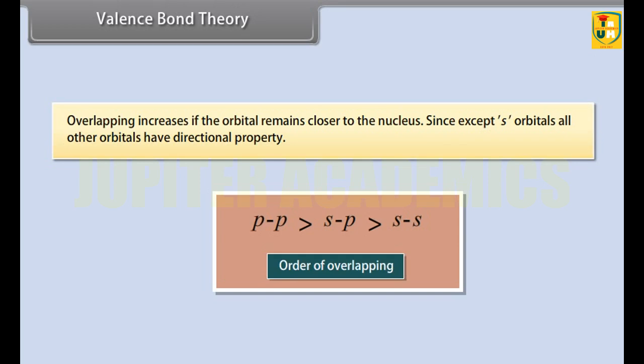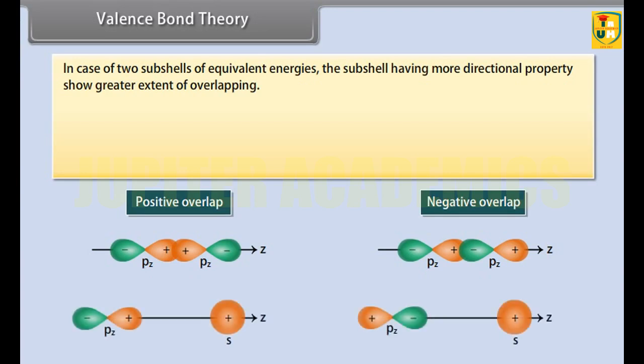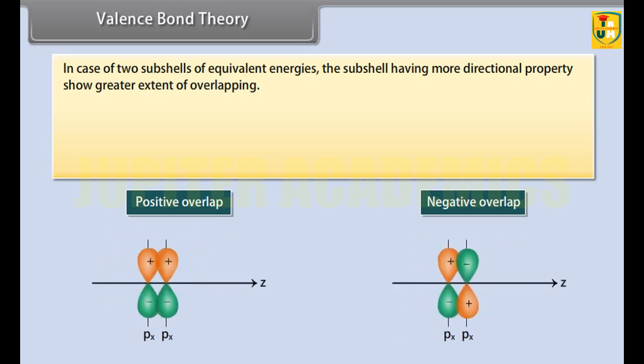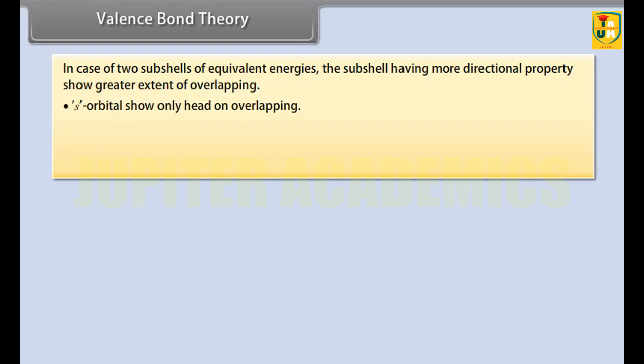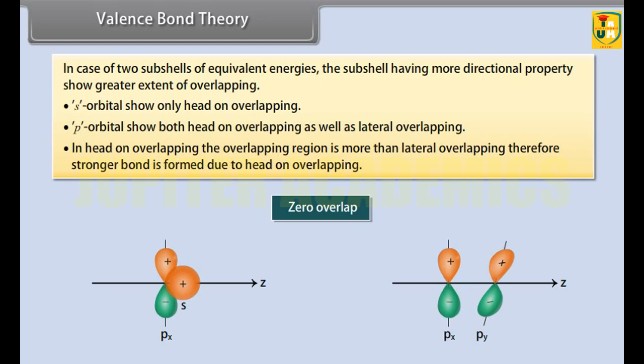Except s orbitals, all other orbitals have directional property. In case of two subshells of equivalent energies, the subshell having more directional property shows greater extent of overlapping. S orbitals show only head-on overlapping. P orbitals show both head-on overlapping as well as lateral overlapping. In head-on overlapping, the overlapping region is more than lateral overlapping. Therefore, a stronger bond is formed due to head-on overlapping.